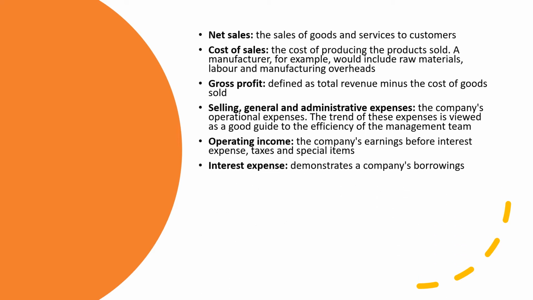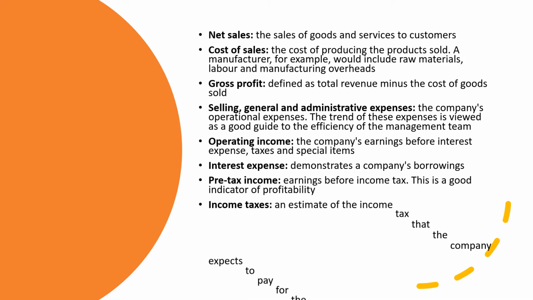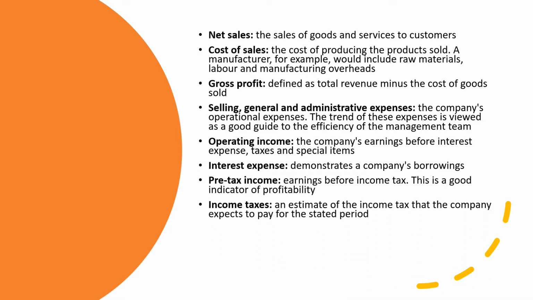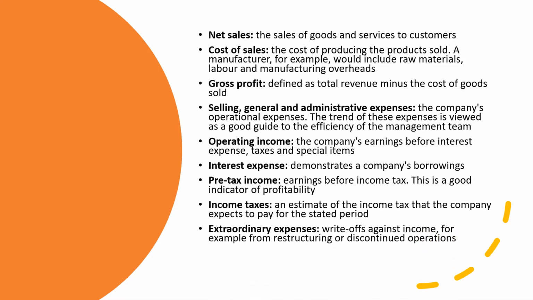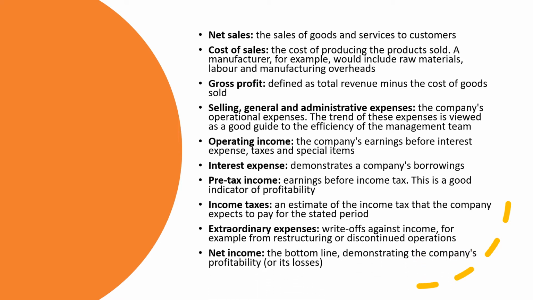Interest expense. Demonstrates a company's borrowings. Pre-tax income. Earnings before income tax. This is a good indicator of profitability. Income taxes. An estimate of the income tax that the company expects to pay for the stated period. Extraordinary expenses. Write-offs against income, for example from restructuring or discontinued operations. Net income. The bottom line, demonstrating the company's profitability or its losses.